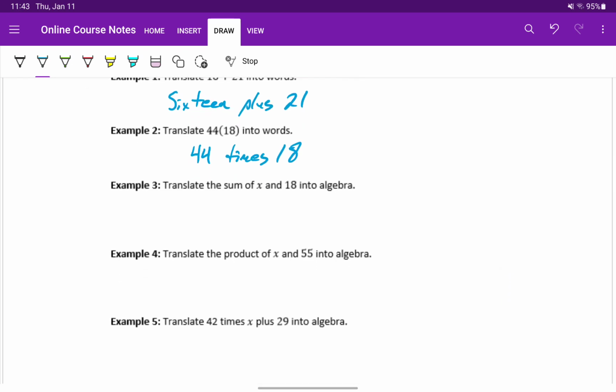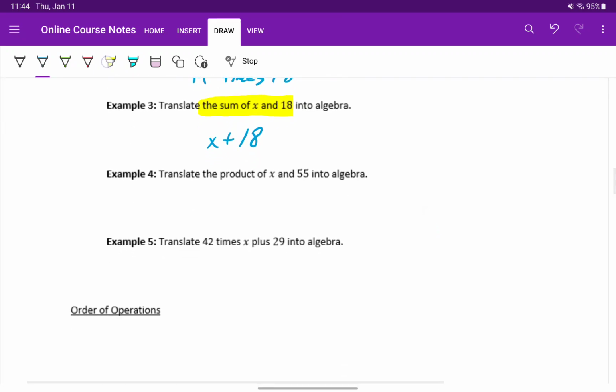In example 3, now we're given expressions in words that we want to translate back to mathematical statements. So first we have translate the sum of x and 18. We want to focus on this statement, the sum of x and 18. Sum means addition, so this would be x plus 18. In example 4, we want to focus on this statement, the product of x and 55. Product means multiplication, so this would be x and then 55 in parentheses.